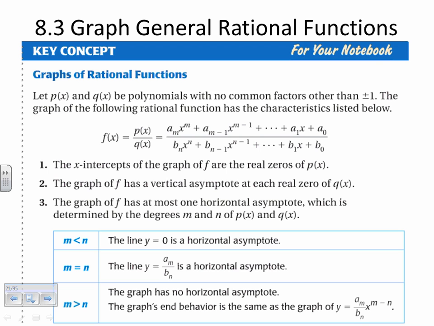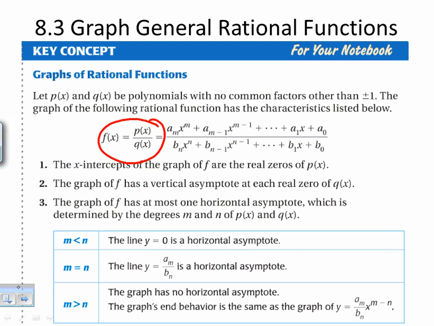So m and n are the degrees of p of x and q of x going on right here. So we have the two polynomials still for this rational function. So if the degree is bigger or smaller on the numerator or the same, we're going to see three different things that could happen. If the degree of the numerator is bigger than the degree of the denominator, if the degree of the numerator is smaller than the degree of the denominator, or if they are the same.